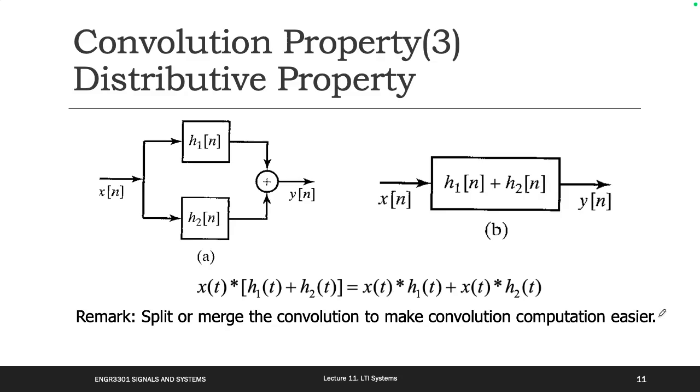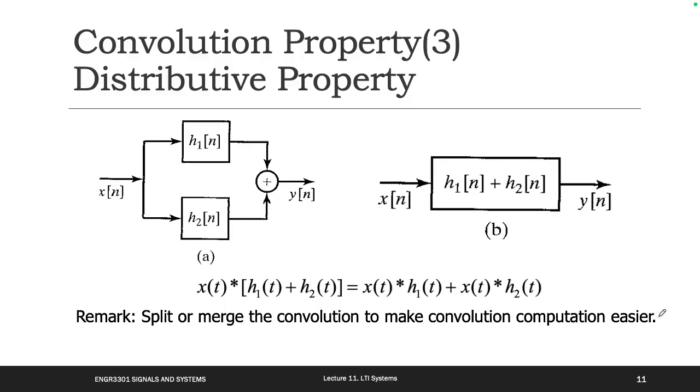Okay, let's talk about the distributive property. If you have an input and you convolve it with H1 and H2 added together, this equals x(t) convolved with h1(t) plus x(t) convolved with h2(t). You can see if you convolve with H1 and convolve x[n] with H2 and add them together, your output is the same as x[n] convolved with h1[n] plus h2[n]. We call this the distributive property.